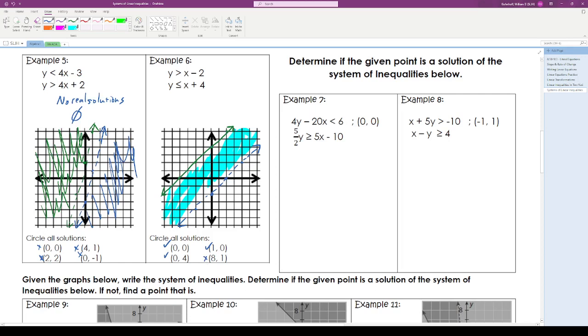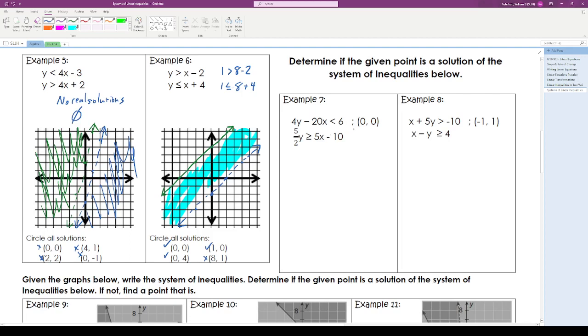Since it's off the graph, if we're not positive that it doesn't work, remember we can plug it in up here. So we would get 1 is greater than 8 minus 2, and 1 is less than or equal to 8 plus 4. So we have 1 is greater than 6, not true. 1 is less than or equal to 12, that is true, but remember we're trying to make both of them true at the same time.